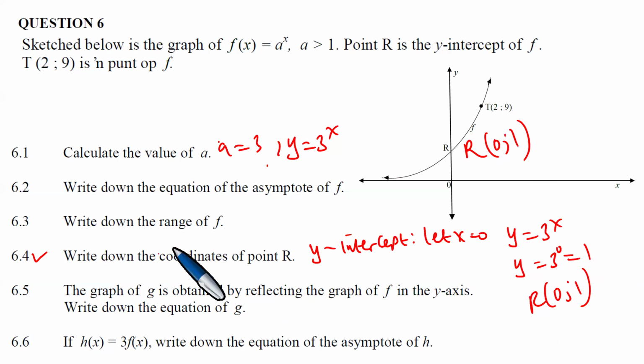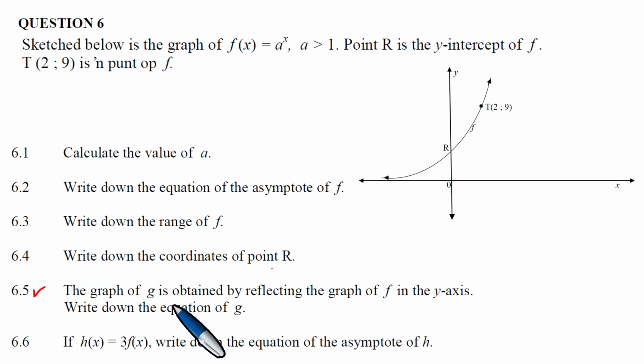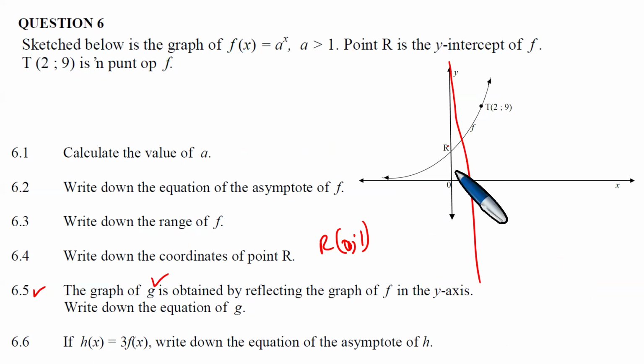Okay, so we have that. Write down the coordinates of the point R: they are 0 and 1. Now, the graph of f is obtained there. Let's look at the next question. If we know that the coordinates here are 0 and 1, the graph of g is obtained by reflecting the graph of f in the y-axis.